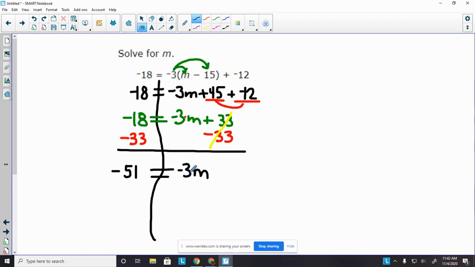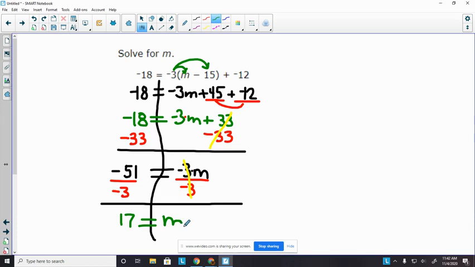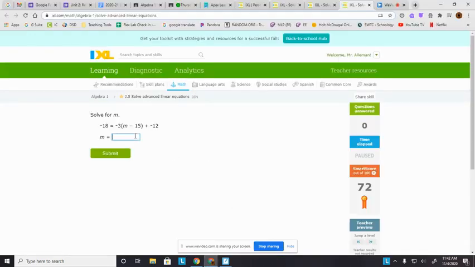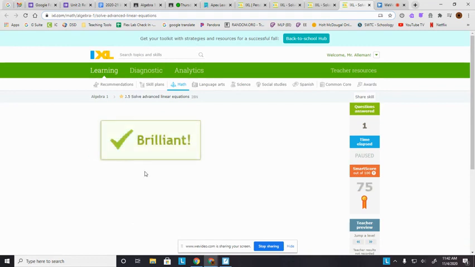Now remember that's multiplication, so we are going to divide both sides by negative 3. That makes 1. 1m is just m, so we can say that cancels. And then this makes positive 17 when you divide those. And so 17 is equal to m. Let's check it. Awesome.